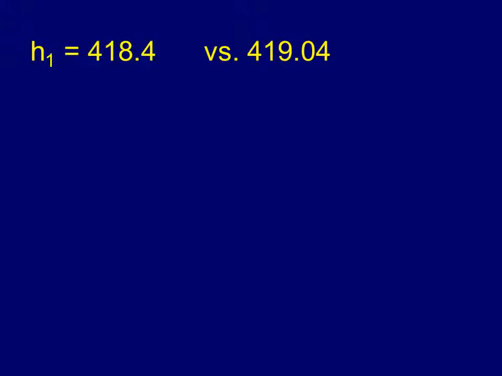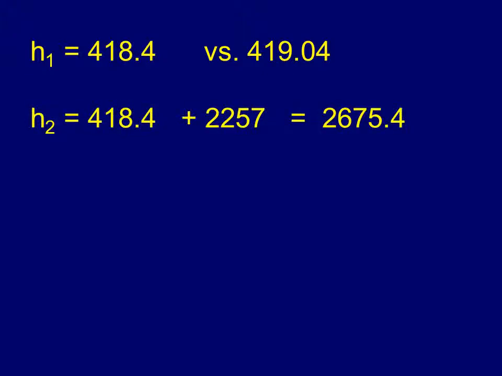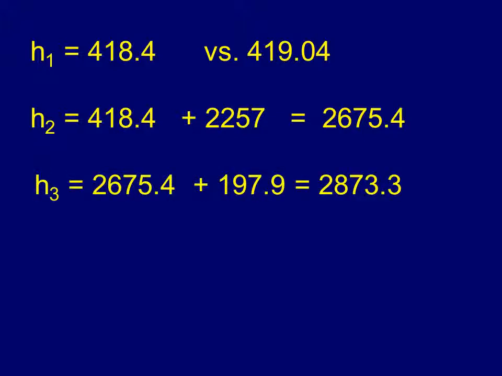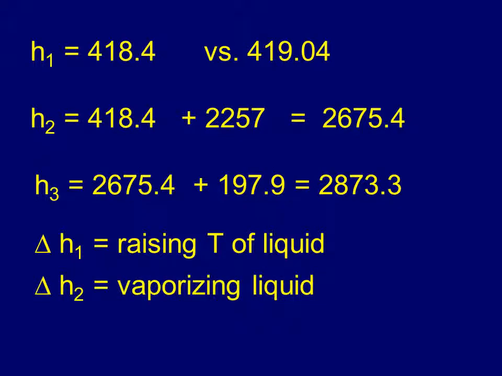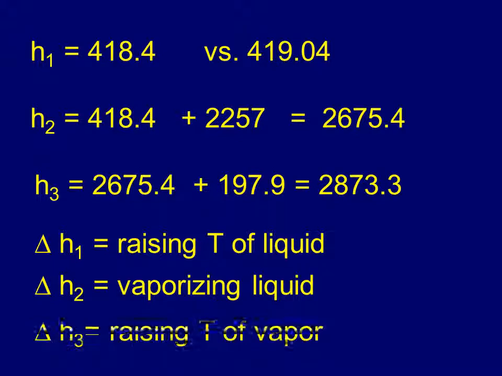If you add all those together, then you should get the enthalpy relative to that point we called 0. And if we look at the tables, what we had versus what we calculated, H1 would have been 418 calculated versus 419 listed in the table. Some small error there. H2 would have been calculated as 2675, and H3 would have been 2873.3 calculated. So again, delta H1 is raising the temperature of a liquid, delta H2 is vaporizing the liquid, and delta H3 is raising the temperature of the vapor.